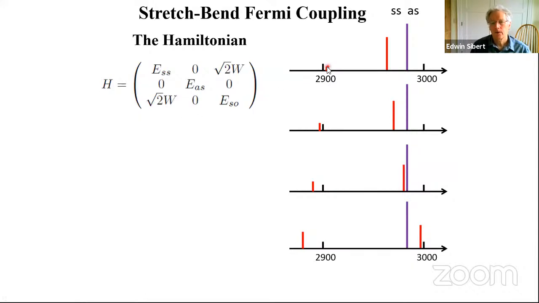What you see is that these two states start to repel each other. That's why they're separating. And you get intensity sharing. So in a simple two-state model, the key aspect of understanding what happens when you have this Fermi coupling is you get repulsion and level sharing and intensity sharing.